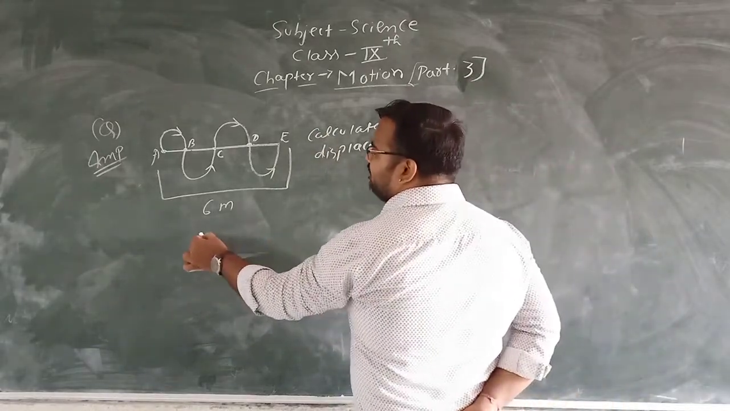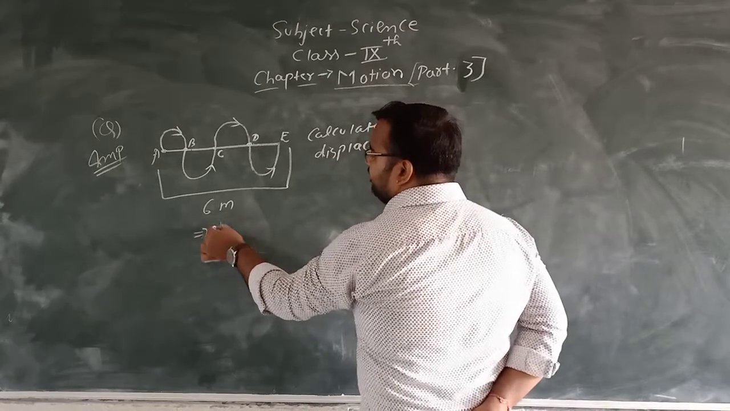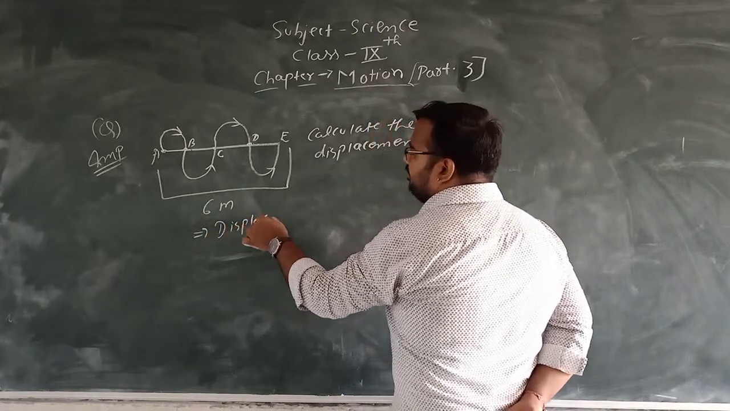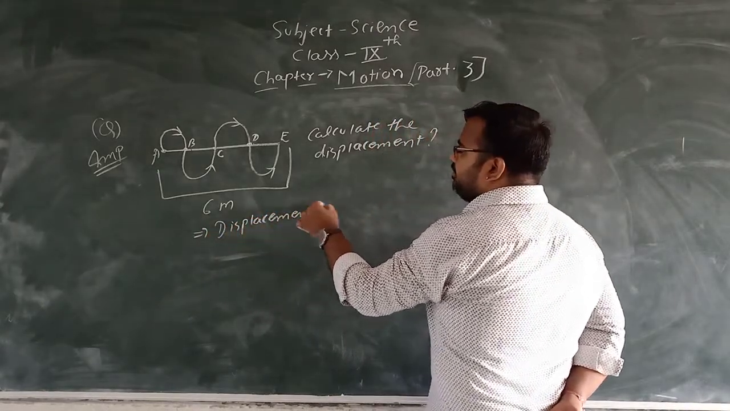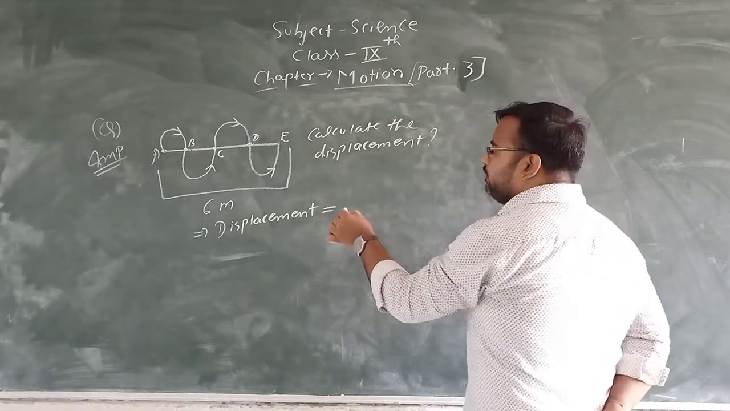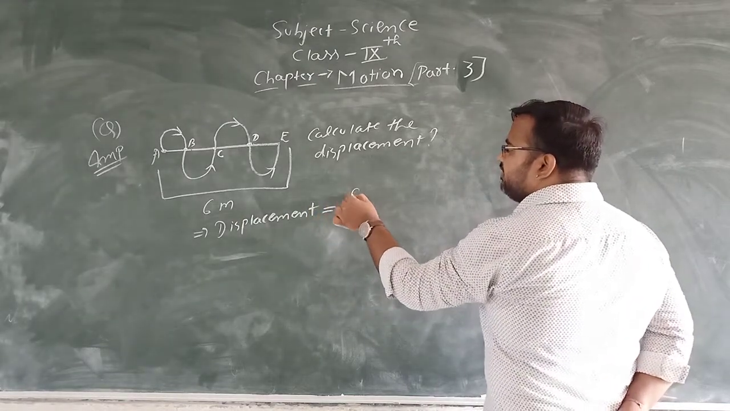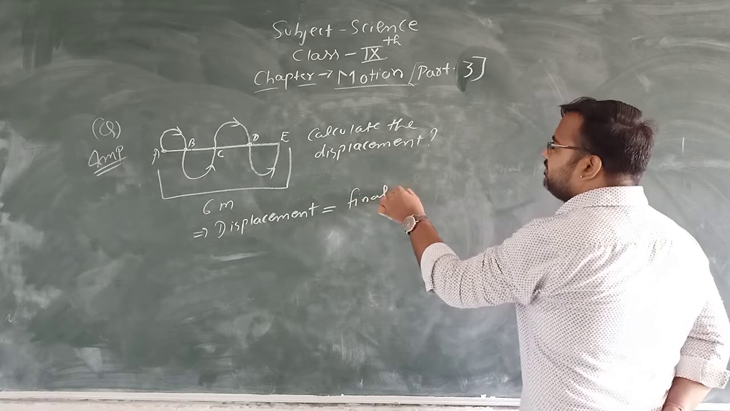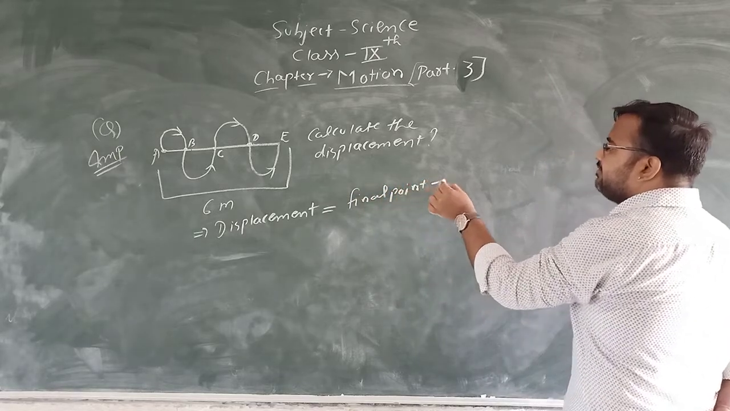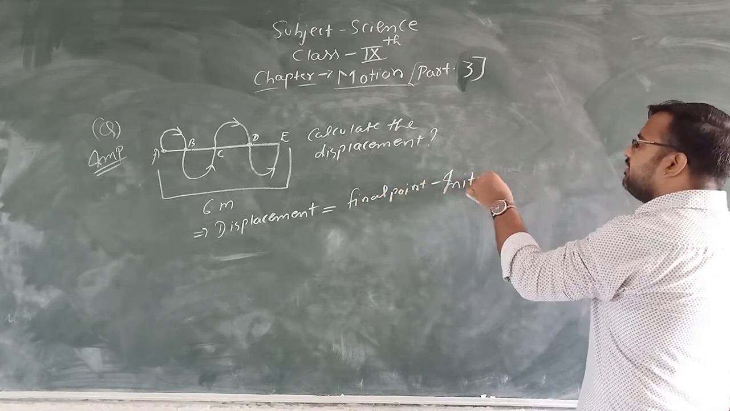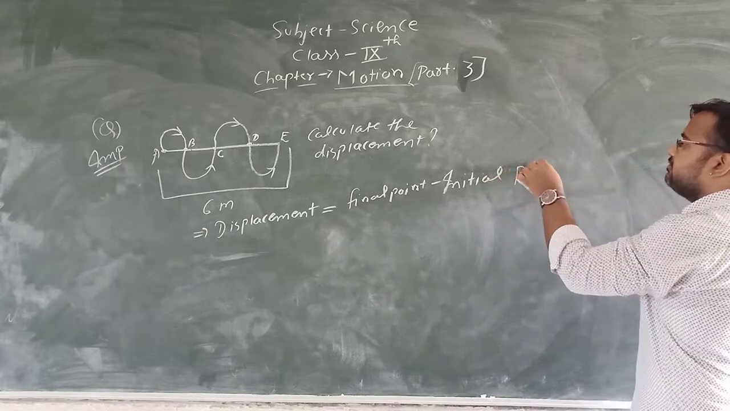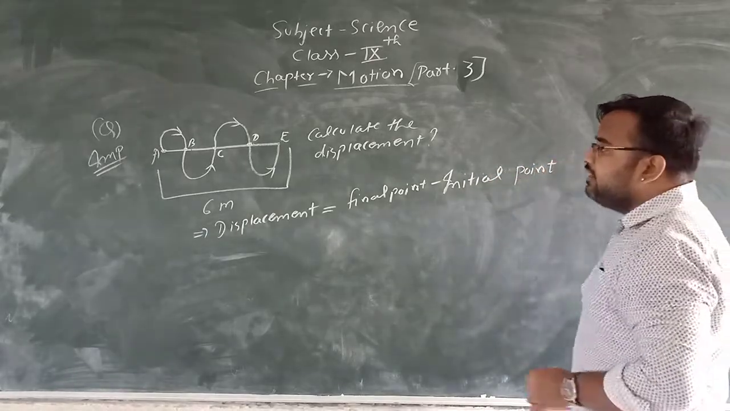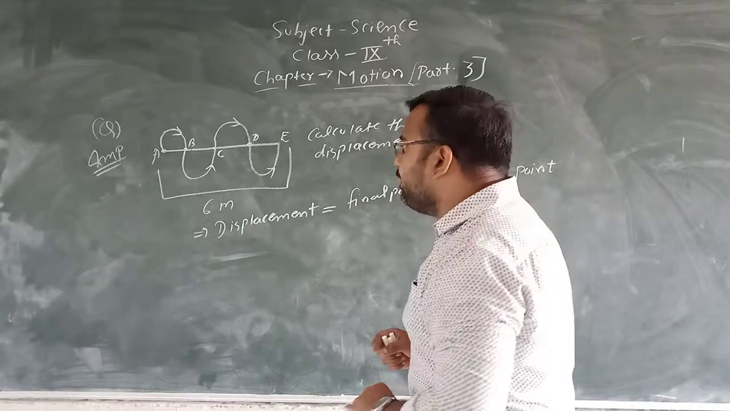First, simply write down the formula of displacement. Displacement is equal to the distance between final point minus initial point. Final point minus initial point.